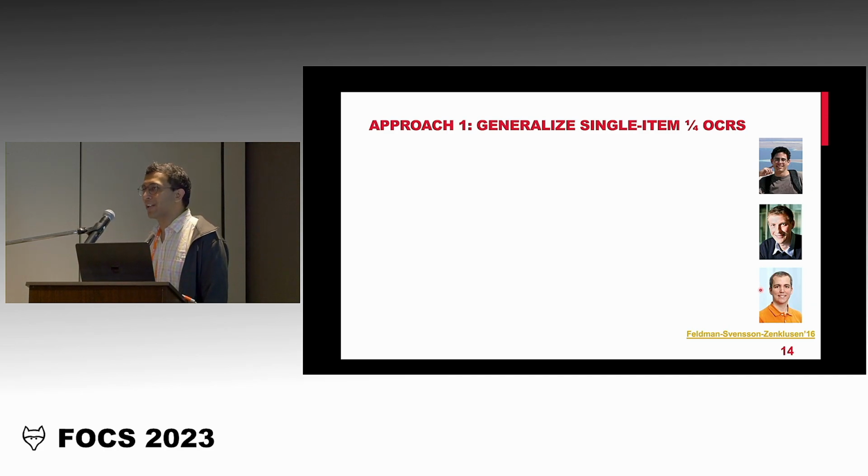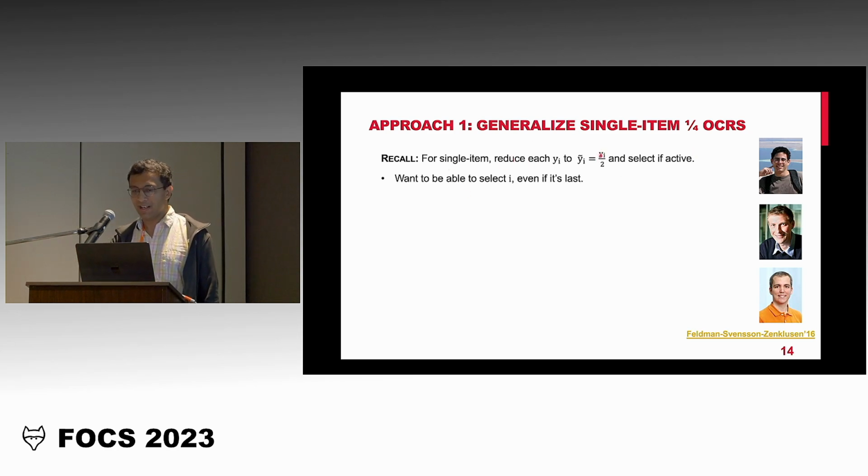And they said, okay, how can I define an online contention resolution scheme, especially for a matroid constraint? And they came up with a nice idea of designing a quarter OCRS. It's some kind of a generalization of the single item quarter OCRS. So recall the single item 1/4 approximation. You ignore each element i with probability half. Otherwise, you take it if it's active. In other words, rather than working with yi's, work with yi tildes, which are yi/2. And then you are greedy. The ith element shows up with probability yi tilde, and if it's active, you just take it.